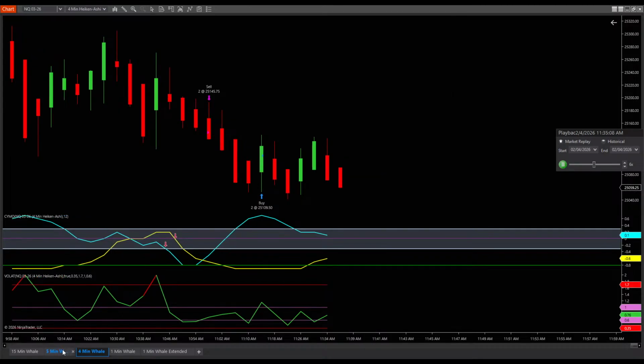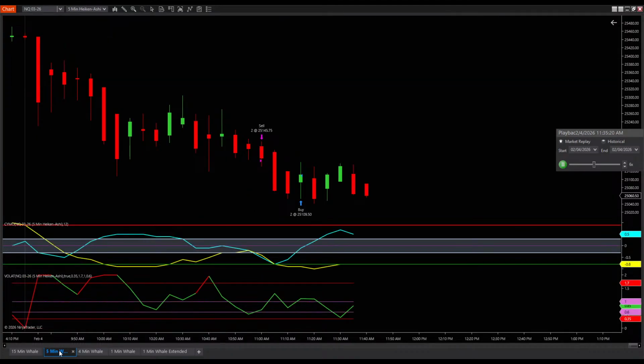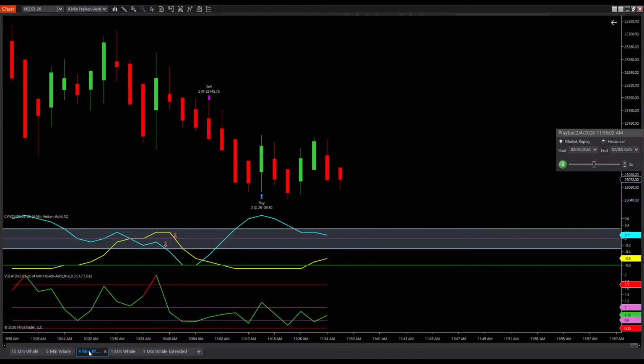Let's take a look at the 5-minute time frame. Okay, we still don't have anything over here. The cycle is still cycling, and the 4-minute is closer to the 0 line. So let's see what happens right now when we get a bar change.